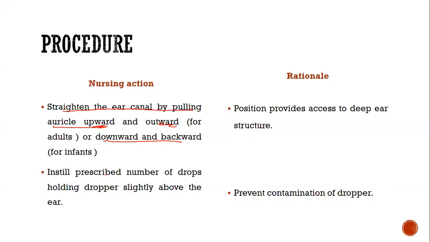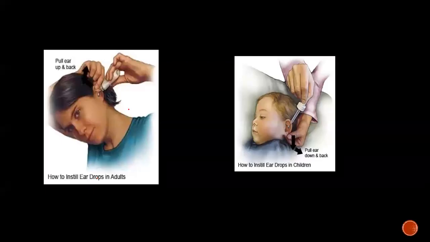To prevent contamination of the dropper, we should hold the dropper at the top of the position. Okay, this is the picture of how we can straighten the ear canal using the hand. In case of an adult, we can pull the ear up and back.